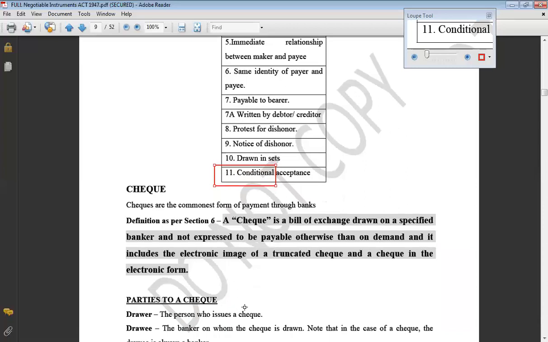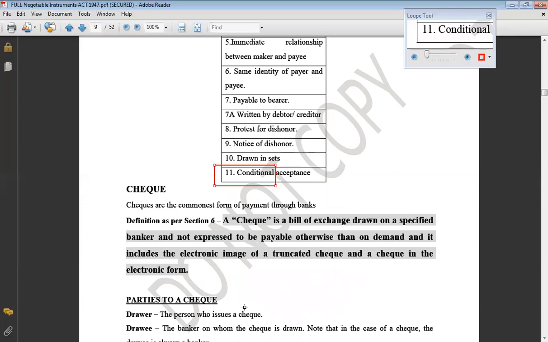Moving further, the third part of this chapter is about the check. The check is defined under section 6, because sections 4 and 5 define promissory note and bill of exchange. Section 6 says check. Basically, a check is a bill of exchange only. It is not a new instrument.